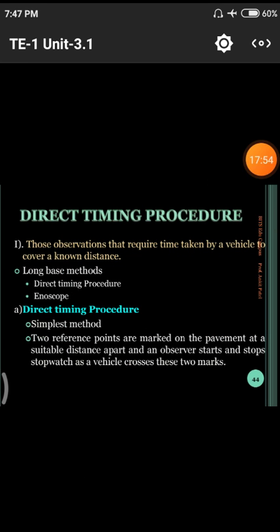Next one we have is the direct timing procedure. What is the direct timing procedure? Those observations require the time taken by the vehicle to cover a known distance. That means previously this was one of the points on the known distance. What is a known distance? Whenever we move along a particular path for our daily purpose, that is a known distance to us.